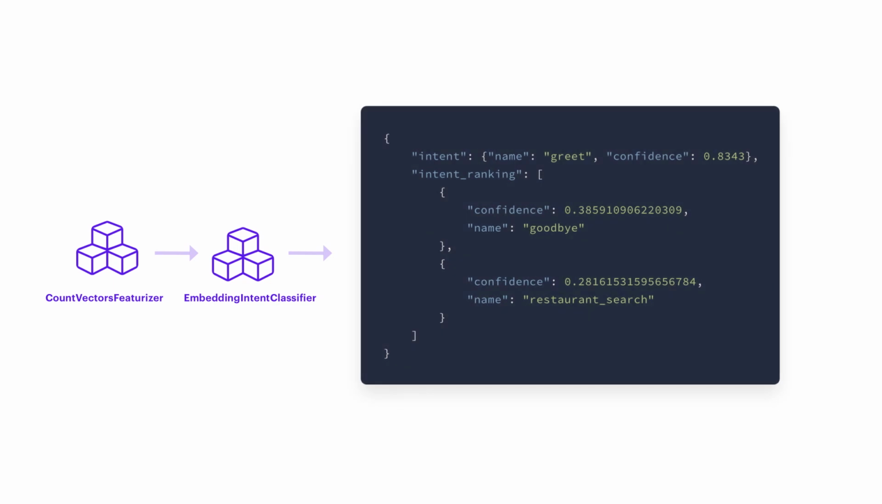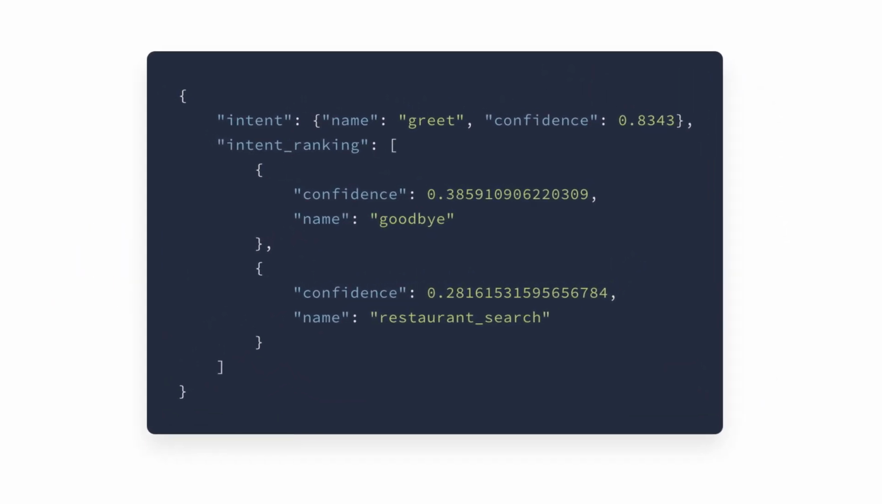So how does the model work under the hood? The embedding intent classifier embeds user inputs and intent labels into the same space. The supervised embeddings are then learned by maximizing the similarity between them, and the most probable intent is produced. The model also returns the rankings for all of the intents that did not win.